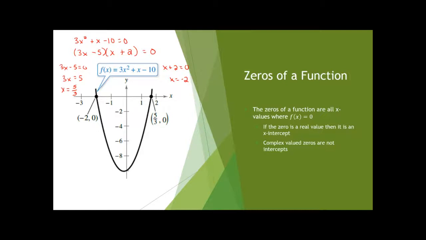The downside of doing it by graphing only is that if you have any zeros that are complex values, they will not show up on the graph, because complex valued zeros can't be graphed. So it's always best to find the zeros by solving rather than trying to graph, because that ensures you find all of them.